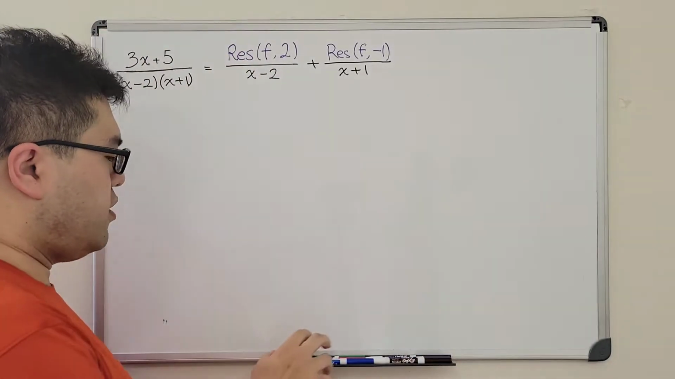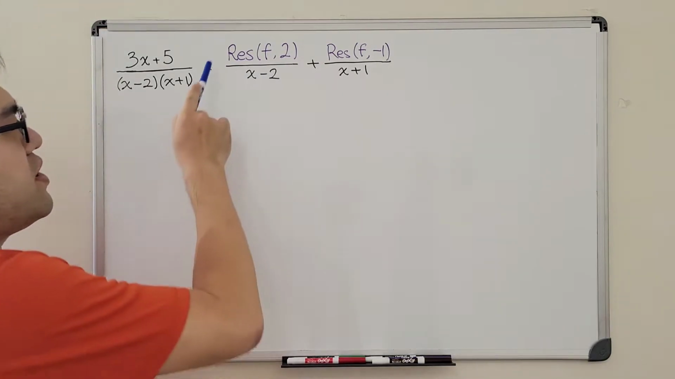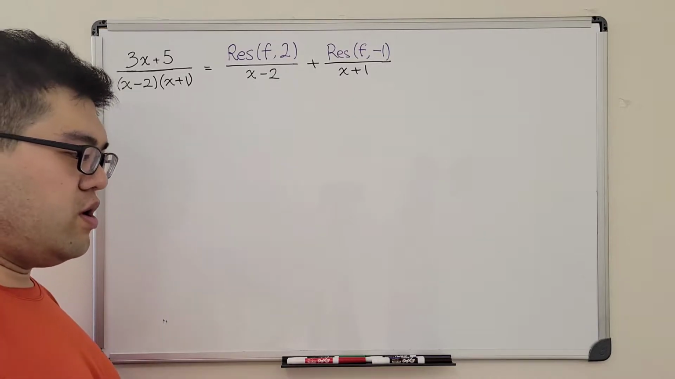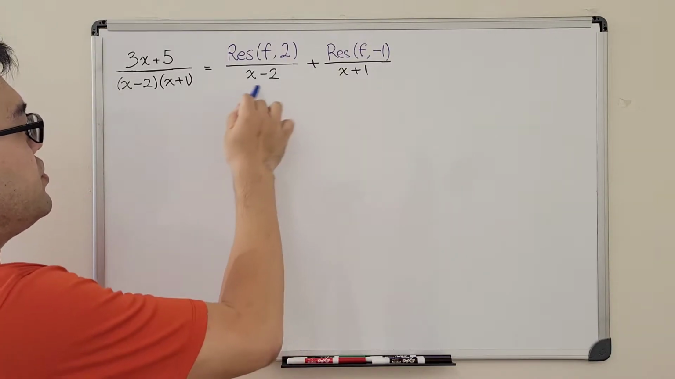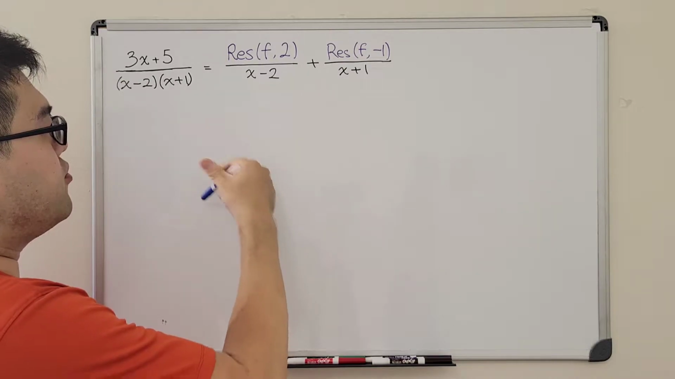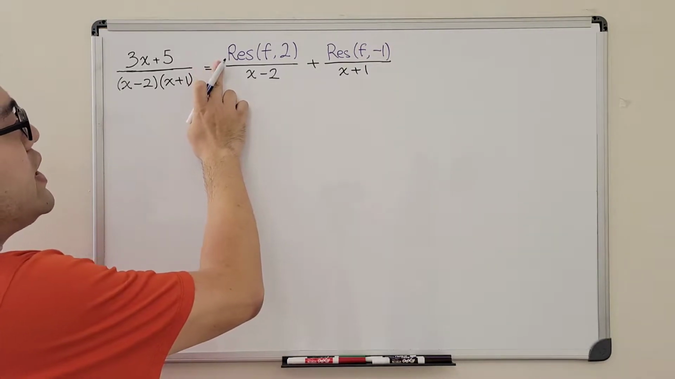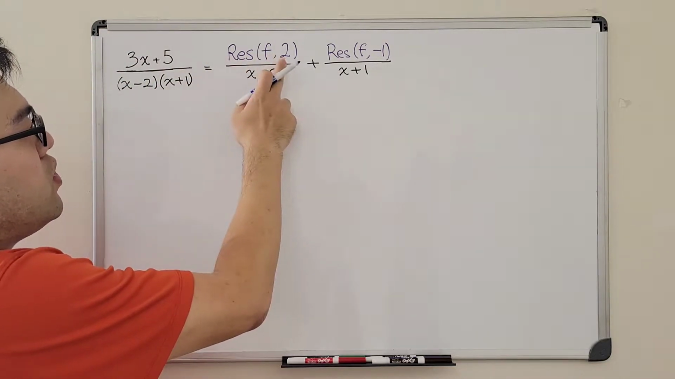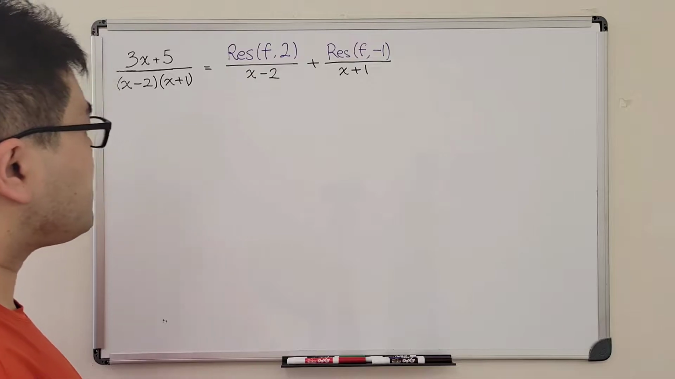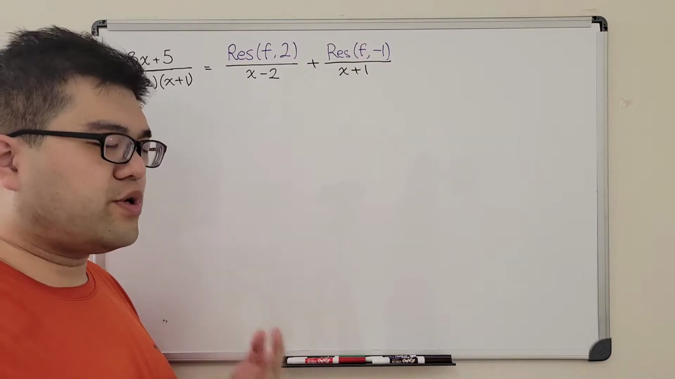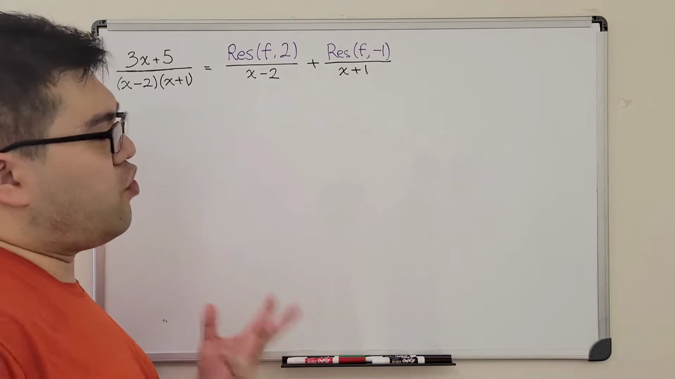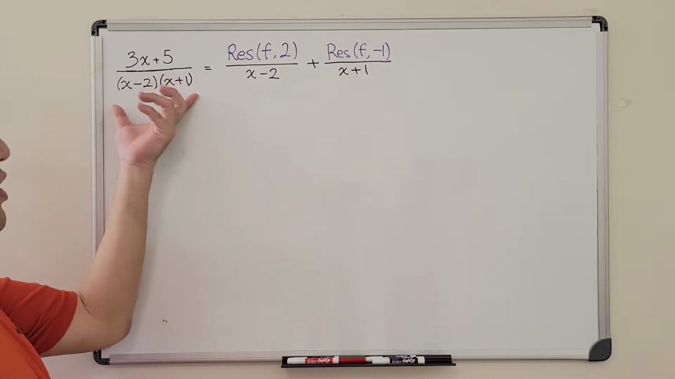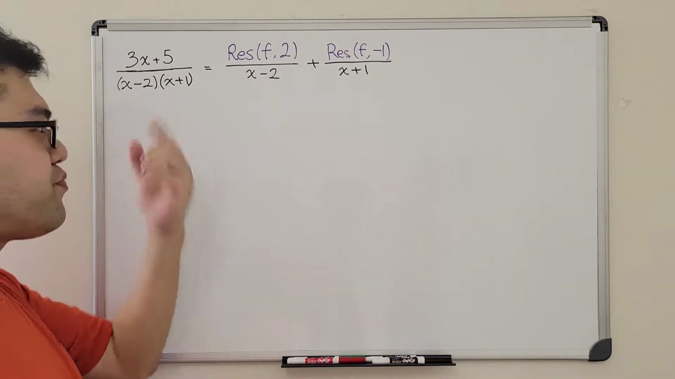Okay, so first, let's talk about what this thing is. This is actually called the residue of the function when x is equal to whatever the number it is. So for instance, this one right here is the residue of the function, which is the expression on the left hand side, when x is equal to 2. And the word residue just really means the remainder or the leftover parts of whatever we're dealing with. In this case, it will be the expression on the left.